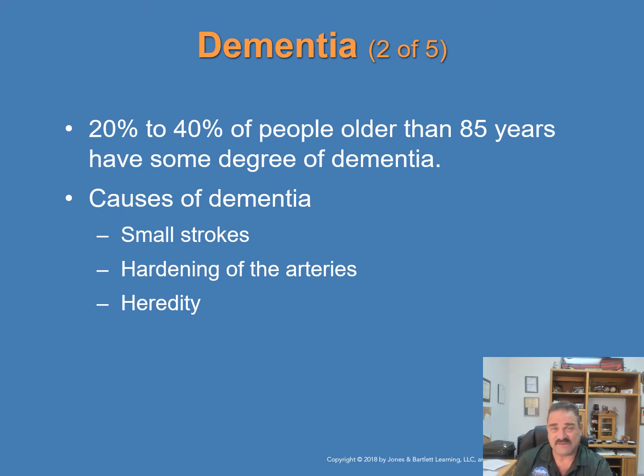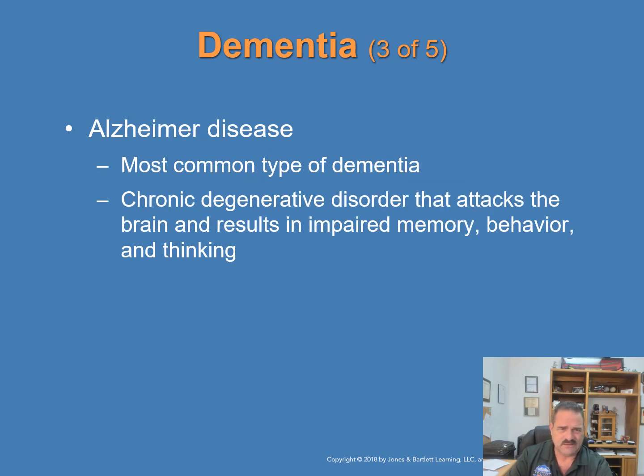An estimated 20 to 40% of people older than the age of 85 years have some degree of dementia. You have senile dementia, which is a general term used to describe the abnormal decline of mental functioning seen in older patients. Dementia can be caused by different conditions, such as a small stroke, hardening of the arteries, and also heredity. Alzheimer's disease is the most common type of dementia.